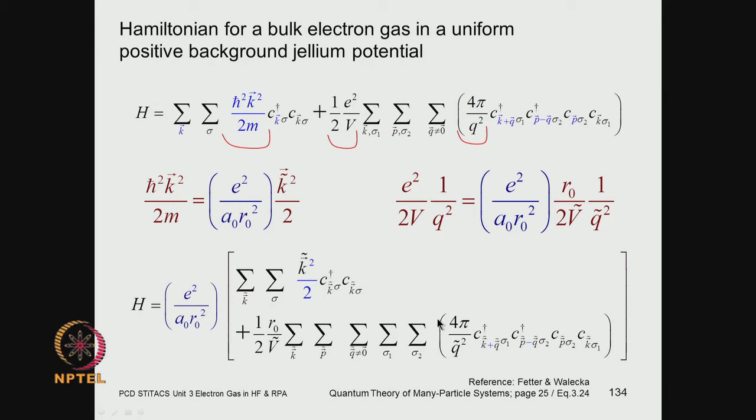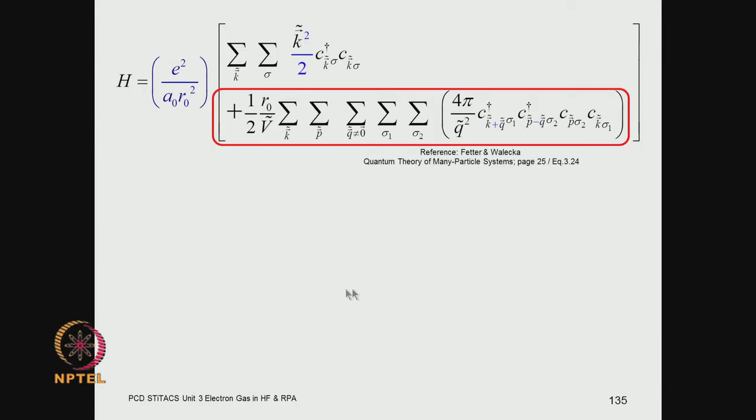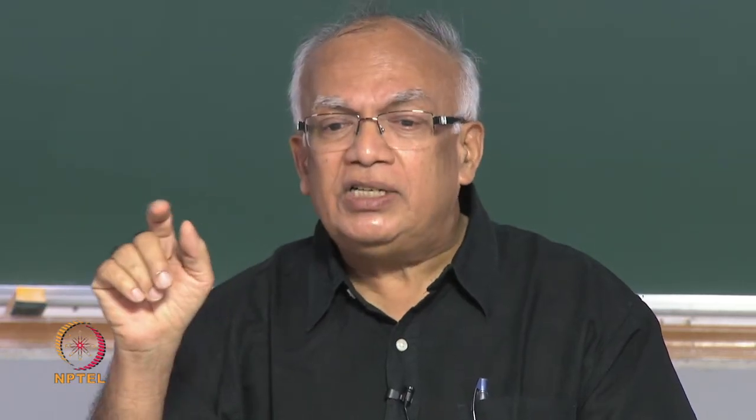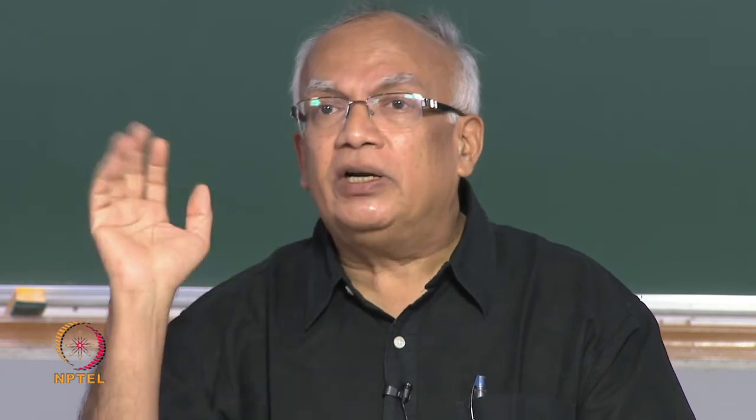Now, this suggests something very interesting, and some of you have possibly already spotted it. If you look at these terms, you find that the second term, which is the electron-electron interaction term, has got an r0 factor, which means that if r0 becomes small, the second term, which is in this red loop, can be treated perturbatively.